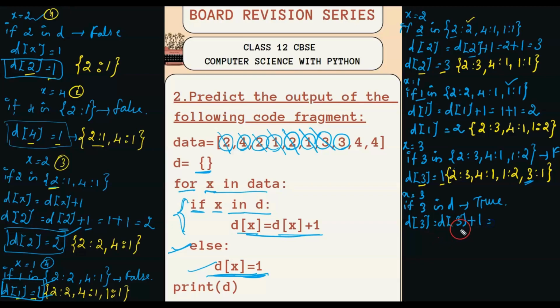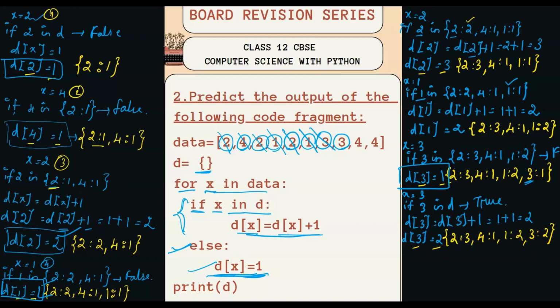What is d of 3? We already have d of 3 as 1 here. Just update the value of d of 3: 1 plus 1, which is 2. Now the current value of d of 3 is 2. Now the updated dictionary is 2 is to 3, 4 is to 1, 1 is to 2, 3 is to 2. So the current value for 3 is 2, and I am updating that value here.